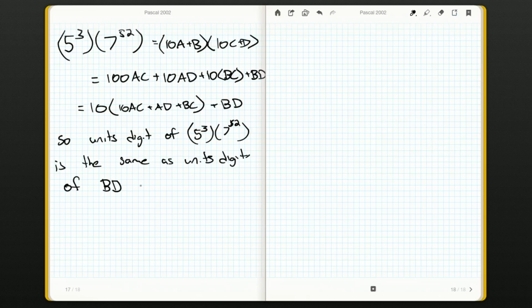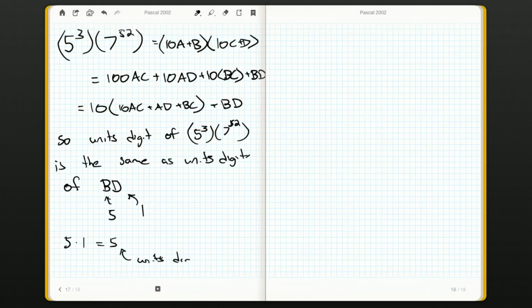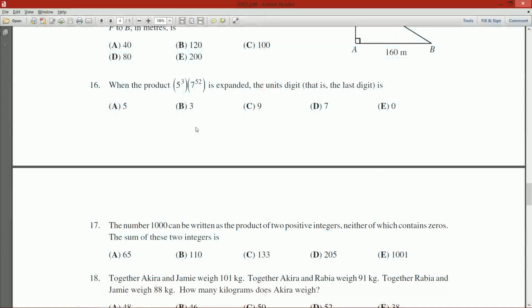Okay? Well, I know that b is going to be 5. And d, we already worked out, is 1. 5 times 1 is 5. And so that's going to be the units digit. Okay? So 5, was that one of our answers? You bet it was. It was answer A.